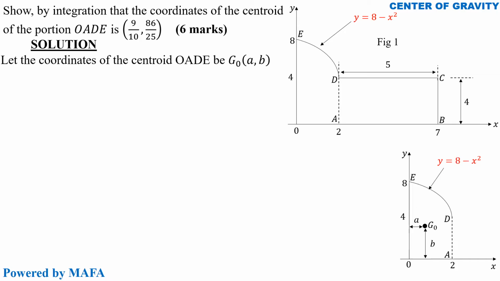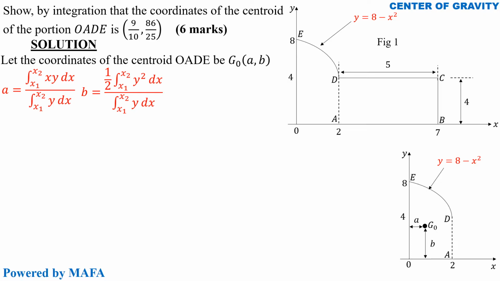Alright, so we are also told that that portion of the curve is y equal to 8 minus x squared. Okay, so by integration, our A, which is the x coordinate of the centroid, is given by this expression, the integral from x1 to x2 of xy dx divided by the integral from x1 to x2 of y dx, and the y coordinate is given by this expression as well. Now we're being told that y is equal to 8 minus x squared originally, as we can even see indicated with an arrow on the diagram.